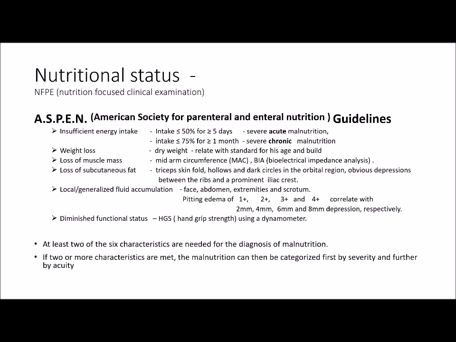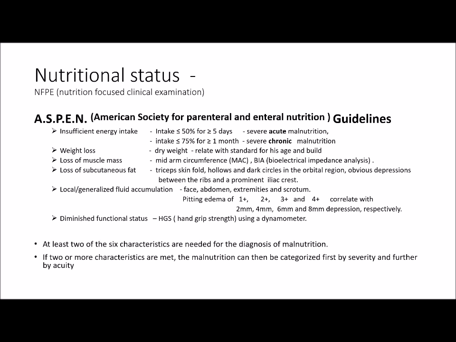Insufficient energy intake. This will basically be calculated on the history of this patient. Intake of less than or equal to 50% over a period of more than 5 days would be called severe acute malnutrition. But the same thing occurring at a range of 75% over 1 month would now be known as chronic malnutrition. So basically, because the patient has come to you, you have to rely on the history. You cannot calculate exactly how much food he has been taking, so you have to rely on the history.